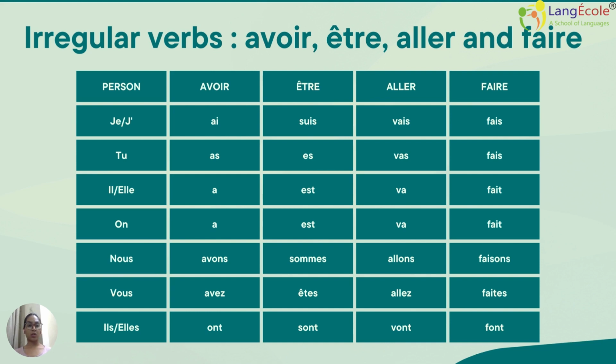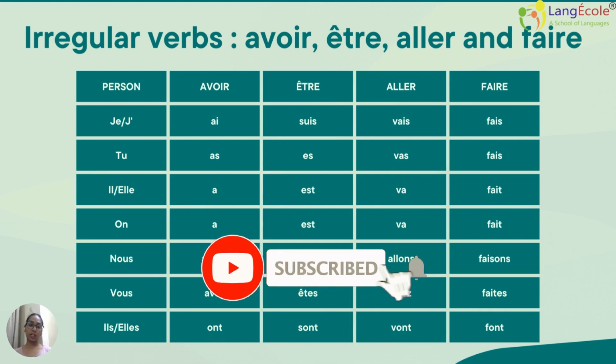The faire verb is conjugated like je fais, tu fais, il, elle fait, on fait, nous faisons, vous faites, and elles font. That is how some of the most commonly used irregular verbs are conjugated.